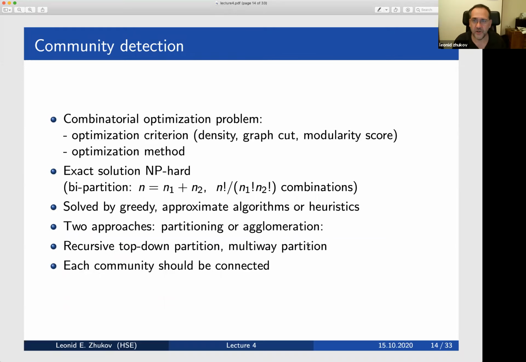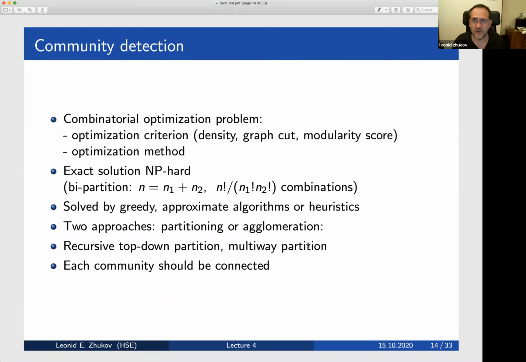Or there are some heuristics that somehow work. There is no mathematical proof that they do work, but in practice they work. Those are the classes of algorithms that you usually use to solve these NP-hard problems.